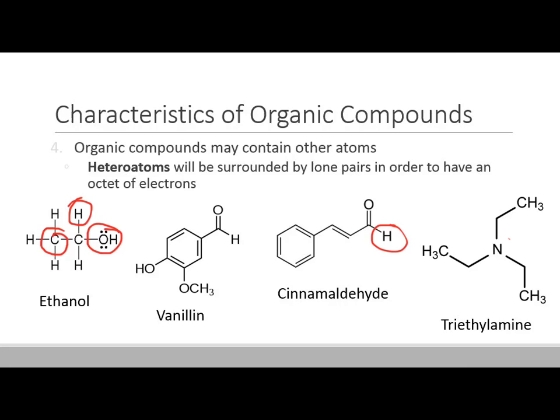Sometimes the lone pairs aren't drawn in when we are trying to just summarize a structure. So just be aware that all of these atoms do have an octet except for hydrogen, which is a duet. So even if it's not explicitly drawn, it is there.